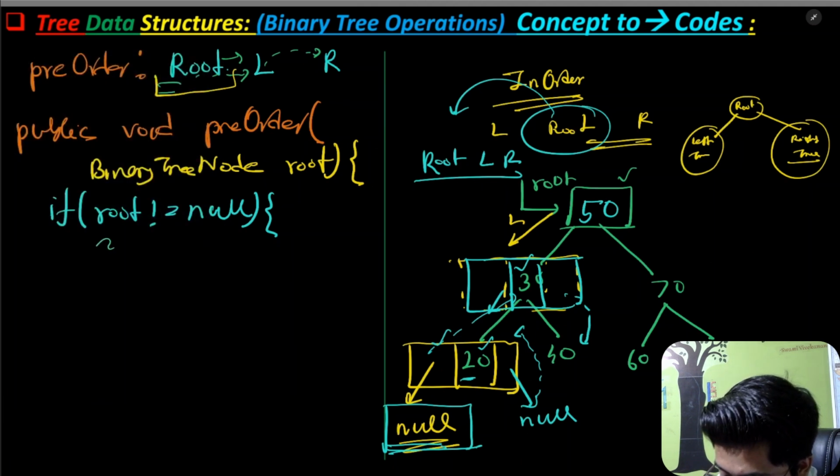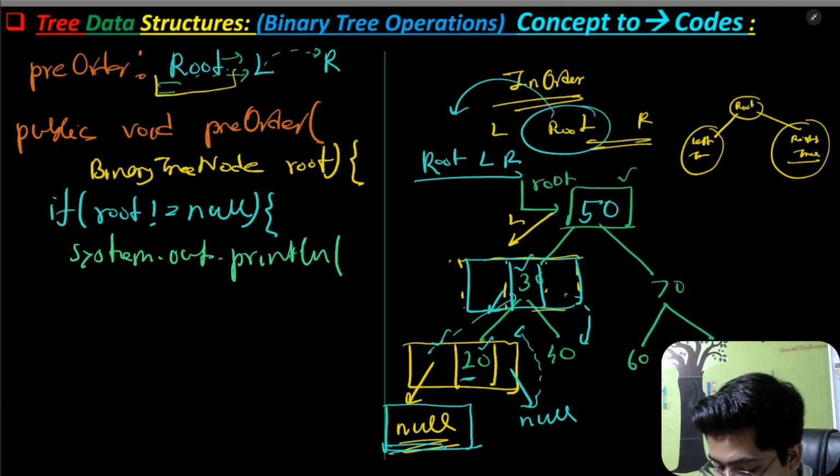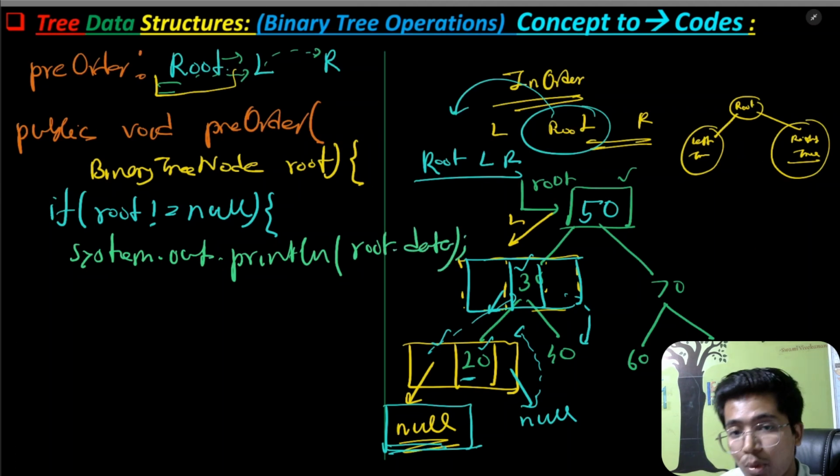We'll be just processing that element. First, we always write the system. So let's print system.out, because this is traversal. That means we will be visiting the element. So System.out.println(root.data). So we process the data portion.